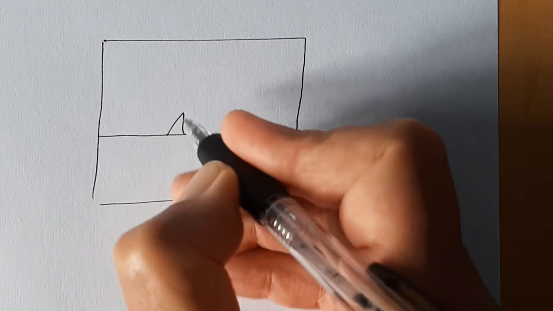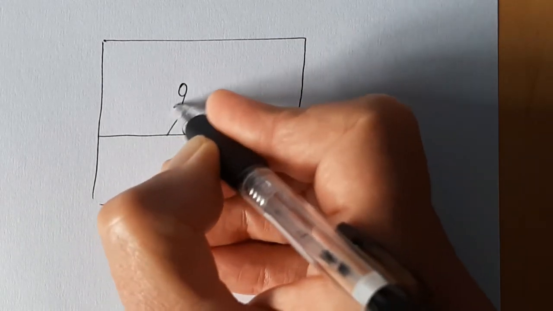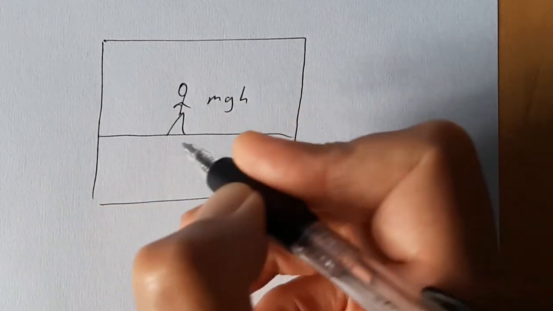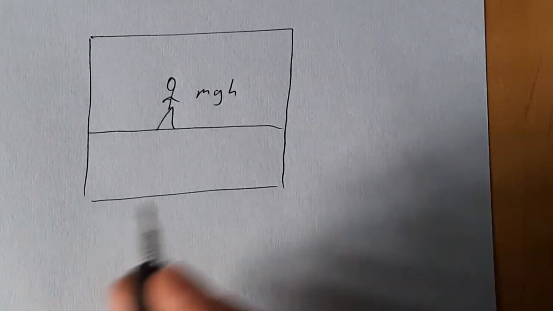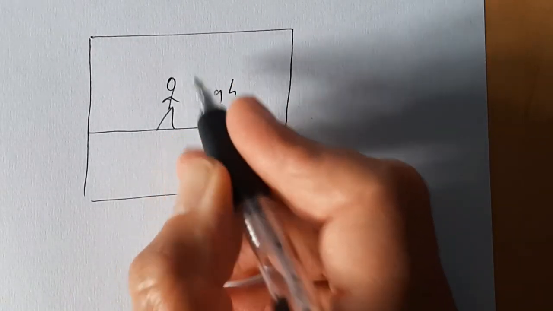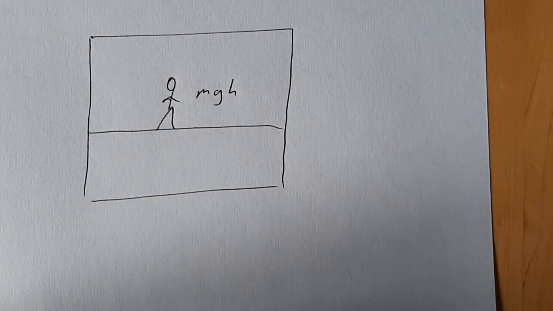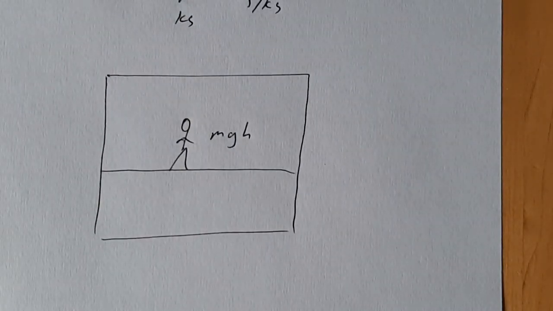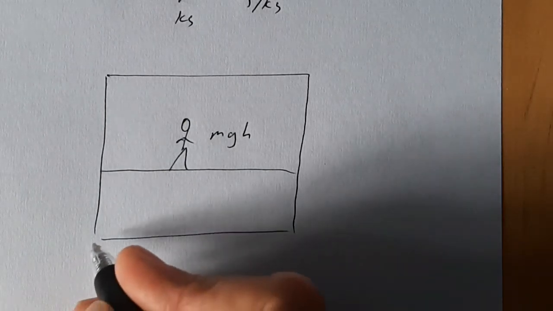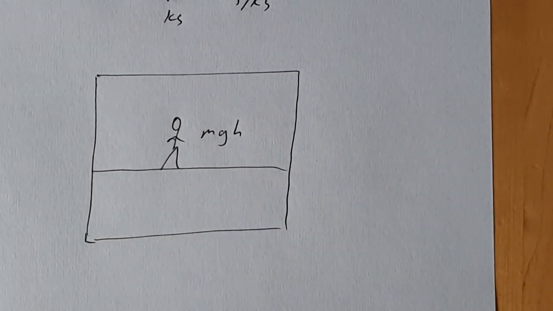Really, when we're dealing with MGH, we're always dealing with the difference in potential energy between two locations. And it would be really handy if we could have a standardized location that had 0 potential energy. But it doesn't really seem to matter where you are. There's no particularly convenient answer.